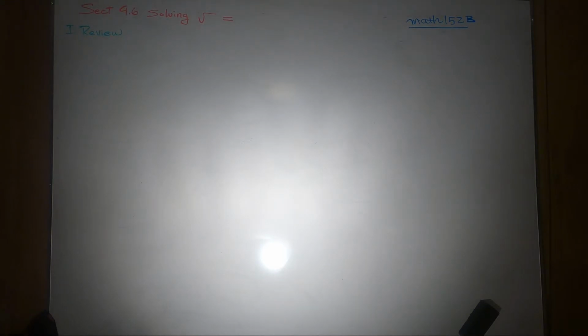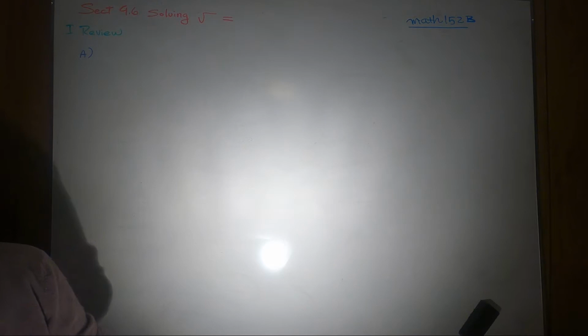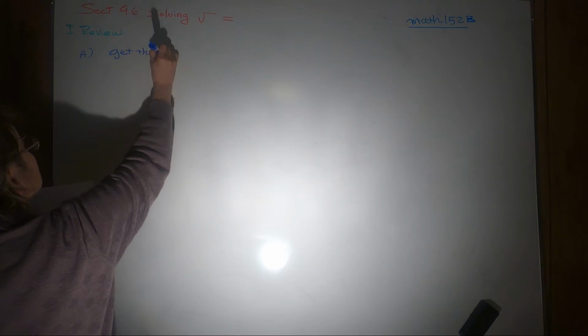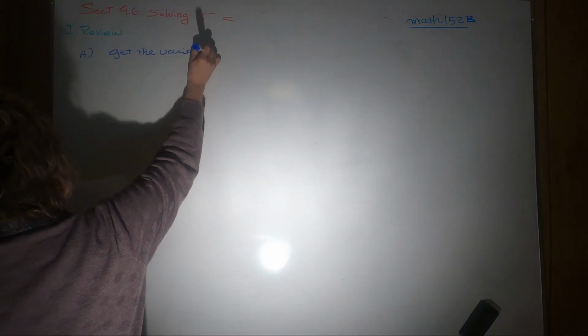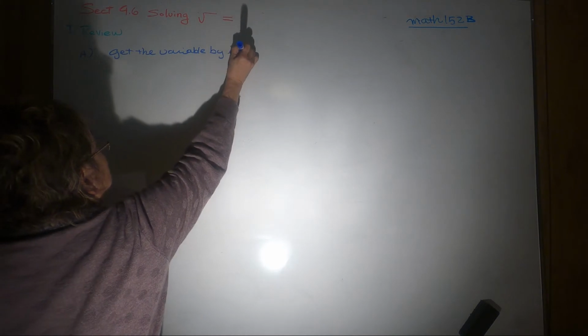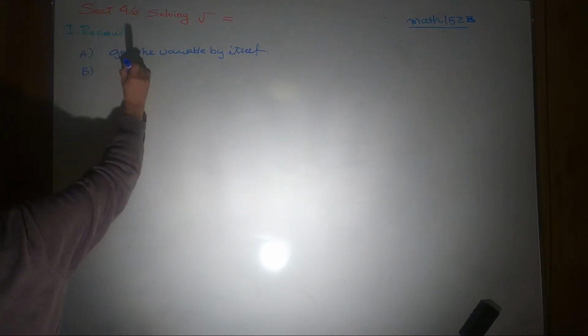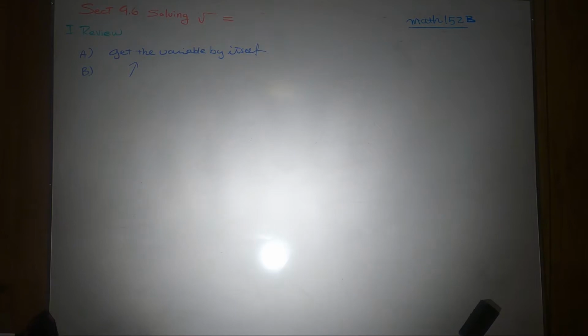Before we start, let's compare with the algebra we have learned, right? To solve equations, usually we do what? We will get the variable by itself. Right? We did that. And to solve radical equations, what do we do? We would do the same thing. Get the variable by itself.